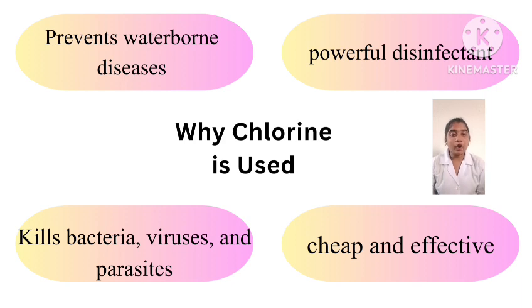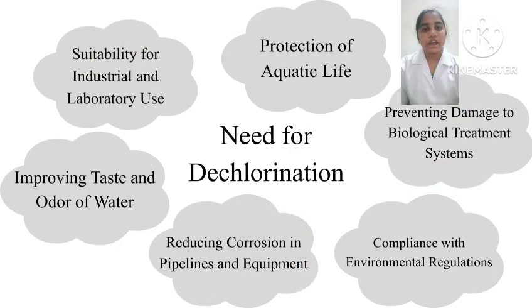Fourth, it is economically easy to apply. This chemical is easily available and suitable for both small and large water treatment plants. It is widely accepted by the public. Need for dechlorination. First, protect the aquatic life. Chlorine is toxic to fish and other aquatic organisms. Dechlorination protects the aquatic life.